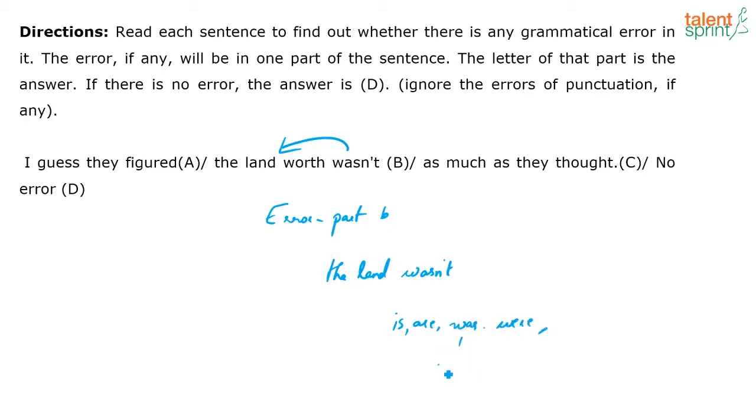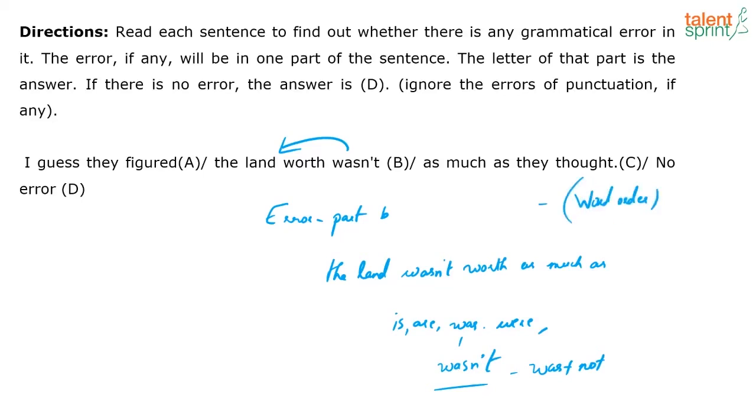And we're looking at the negative form of was, which is was not. That is contracted, wasn't, right? So I guess they figured the land subject wasn't worth as much as they. So all you have to do is again rearrange the word order.